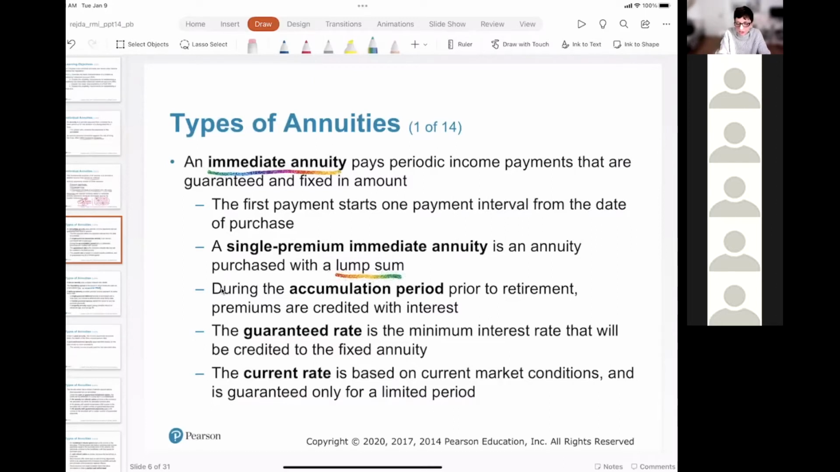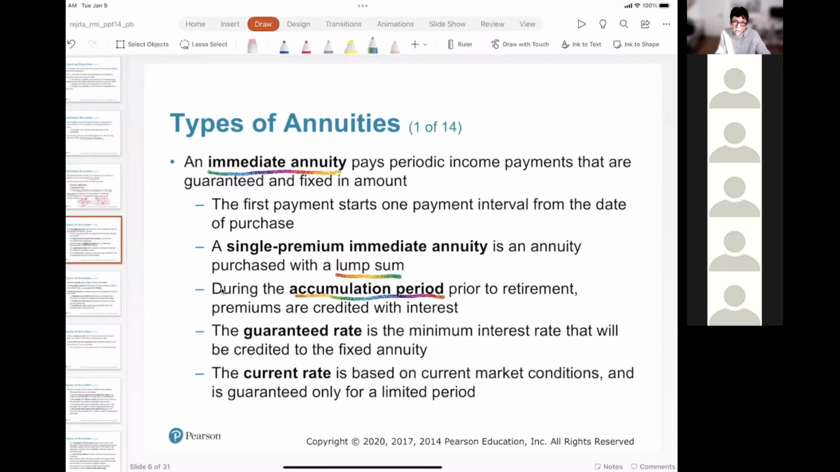So the accumulation period for an immediate annuity is awfully short. It might be 1 month. And during that 1 month where you make the premium payment and then they start the income, you're going to get a little bit of interest. Some people buy an annuity with the intention of not flipping the switch to start payments for a year, or 2, and that would be considered a deferred annuity.